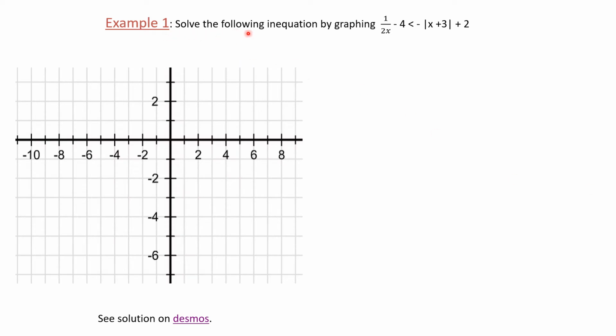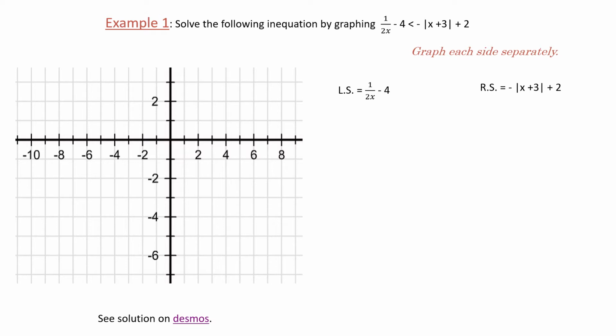Example 1, solve the following inequation by graphing. So here we've got a reciprocal and we've got an absolute value, and we have to find where one is less than the other. So we're going to graph each side separately. So let's break them apart. We're going to graph the left side and the right side. So that's the strategy we have to use here. There's no way we can take this and algebraically isolate x to find an answer. So we have to do each side separately.